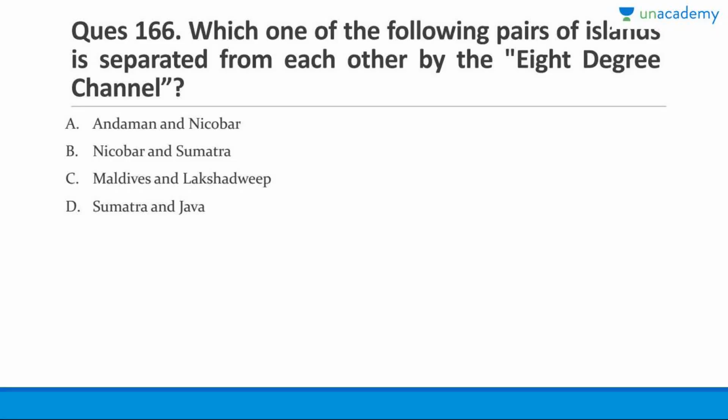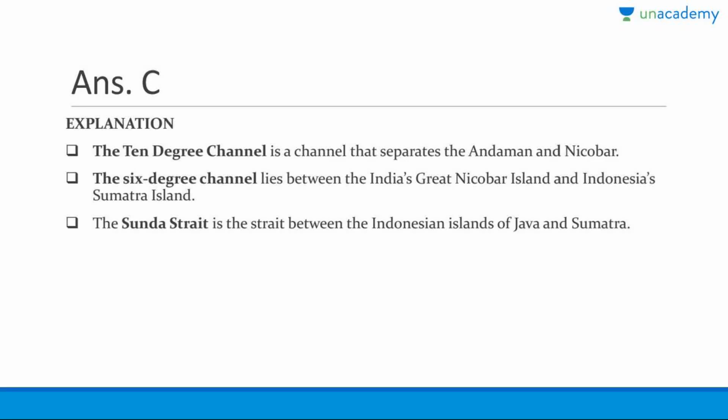Question 166. Which one of the following pairs of islands is separated from each other by 8-degree channel? Typical question. 8-degree channel separates Maldives and Lakshadweep. So answer here is C. 10-degree channel separates Andaman and Nicobar. 6-degree channel separates India's Great Nicobar Island and Sumatra Island. And Sunda Strait is the strait between Indonesian islands of Java and Sumatra.